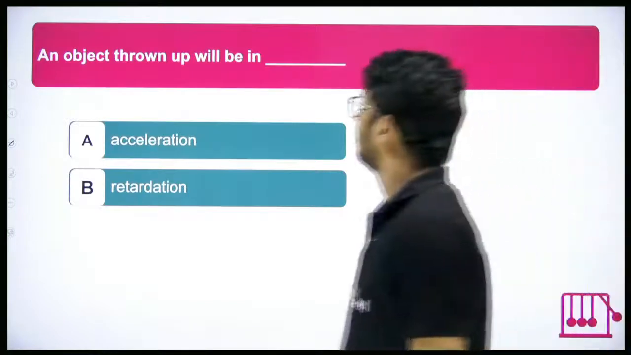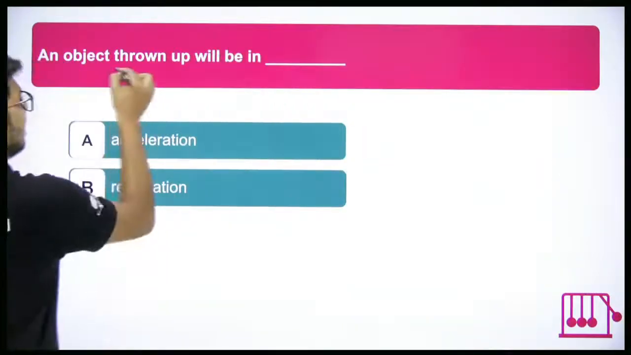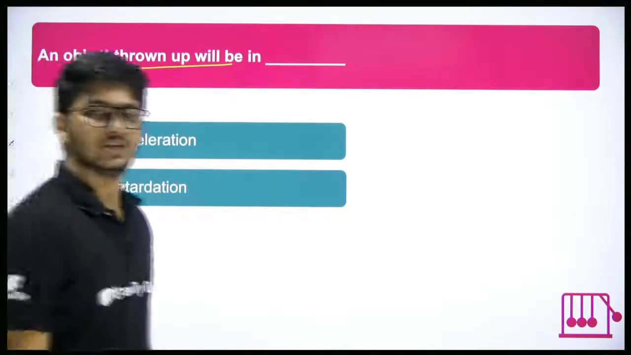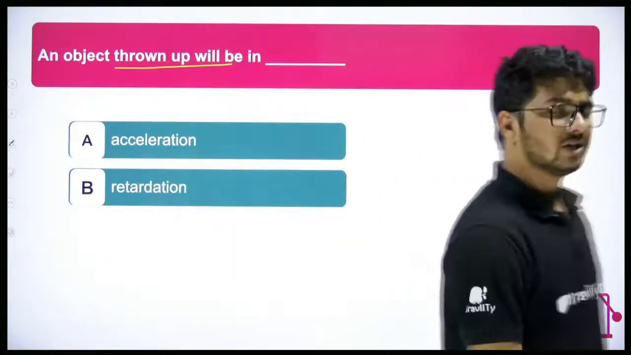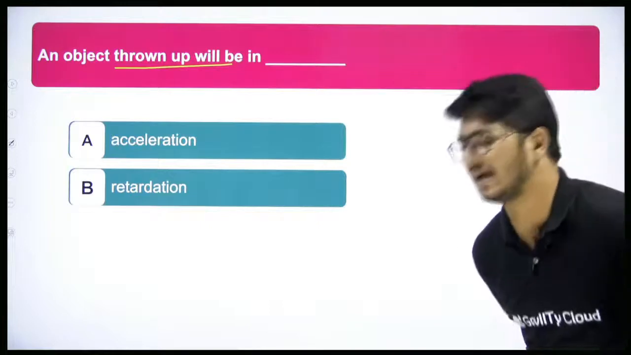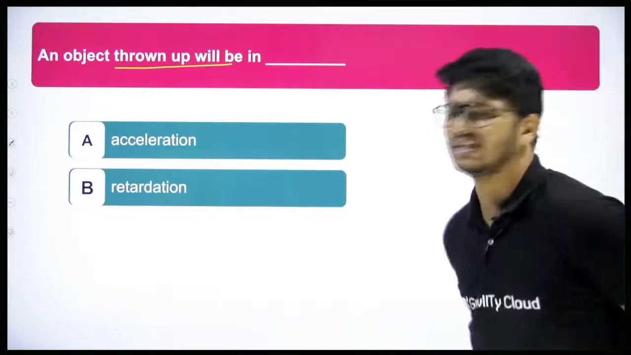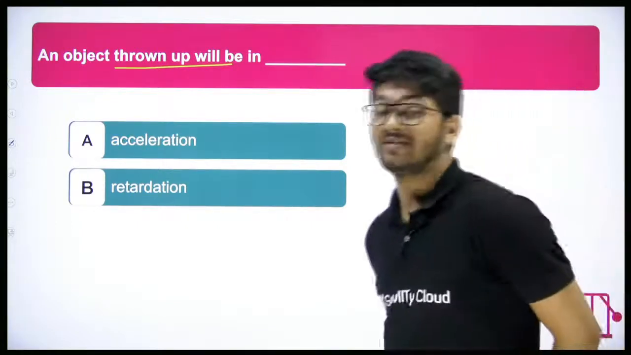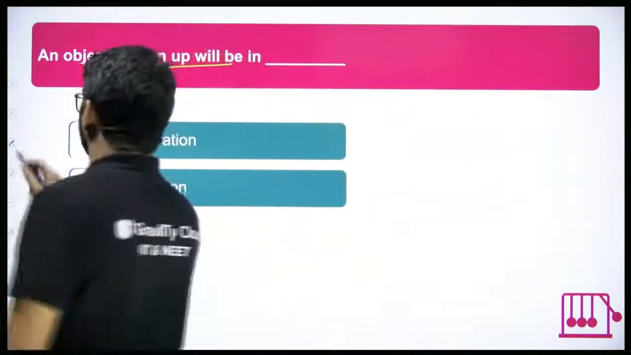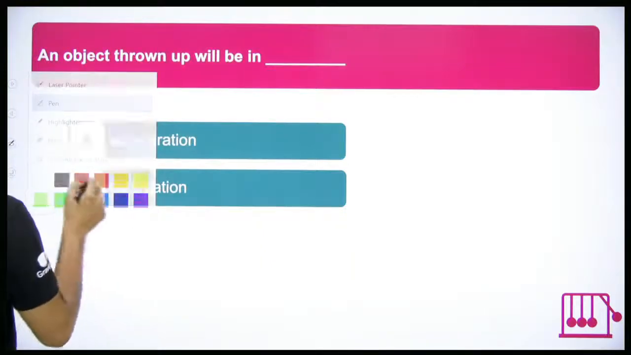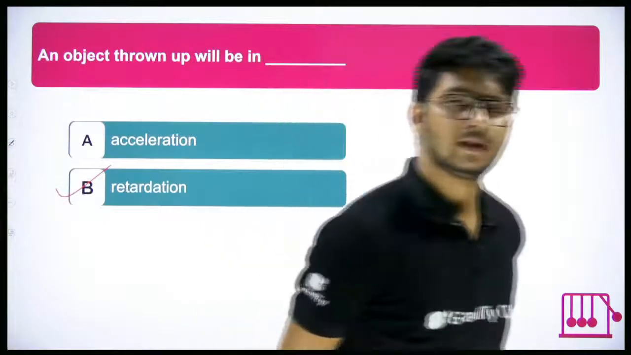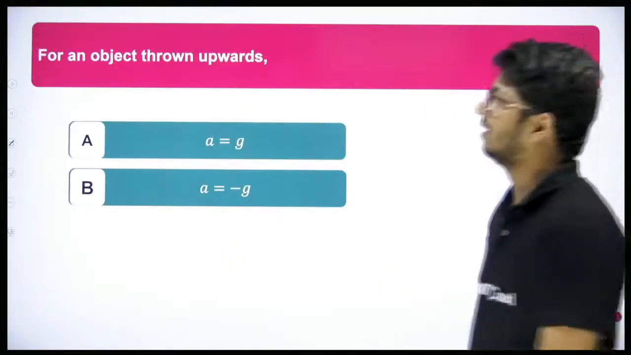Next. An object thrown up will be in acceleration or retardation. What is that? If you throw an object up, what happens to its speed? Just now we discussed, its speed decreases. And if its speed decreases, what is that? It is retardation. Clear? Good.